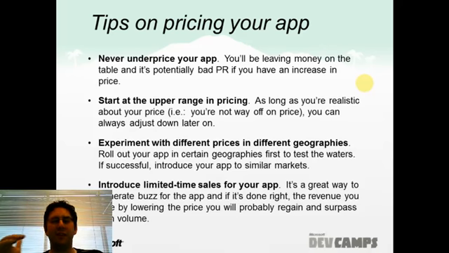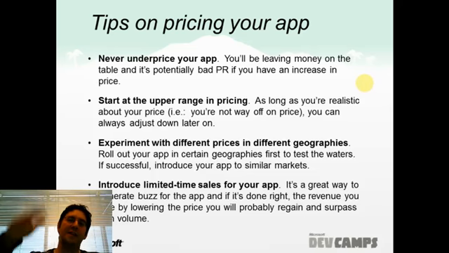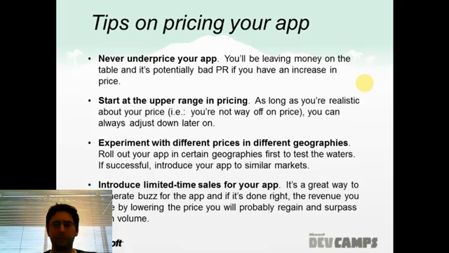Just make sure that the upper price isn't way off. So if the true value of your app is say $2.99 or $3.99 in an app ecosystem, don't price it at $10.99. You can try $4.99 instead and see if that works, and then adjust downwards if you want to. The other thing is experimenting with different prices in different geographies.